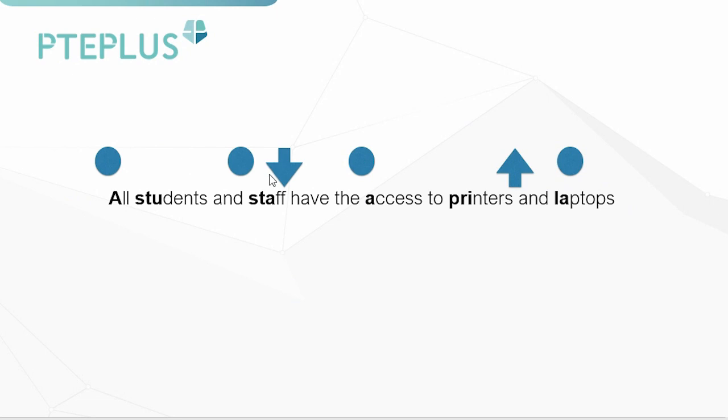All students and staff have access to printers and laptops. Notice how it goes up and down, right? Down on staff and then up on printers. Pay attention to this. All students and staff have access to printers and laptops.